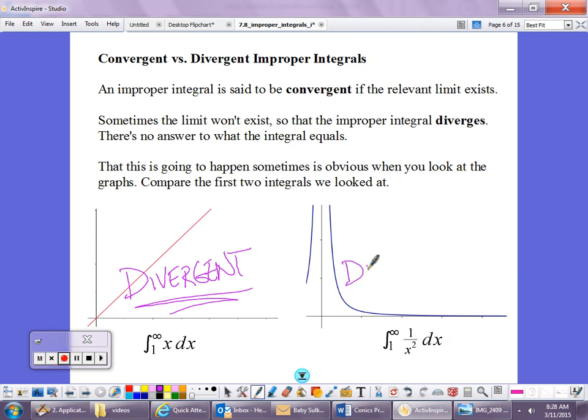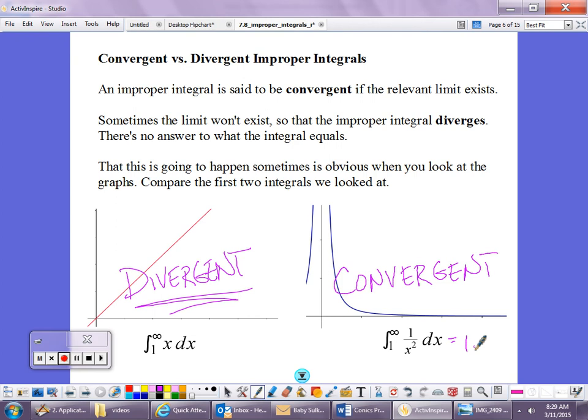It actually approaches a number. As we go out to x, the value of that integral approaches 1. So we said this integral was equal to 1, and because we've got a concrete, finite answer, we can say that integral is convergent. It converges on 1. Sometimes the limit won't exist, in which case it'll be infinity or something, and there's no answer to what that integral equals. We say it's divergent. Sometimes the limit we set up gives us a concrete finite answer, and that means it is convergent.